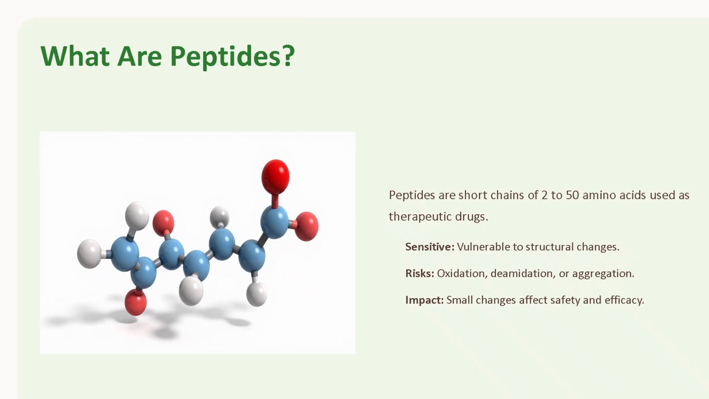Their structure can easily change due to environmental conditions such as temperature, oxidation, or chemical reactions like deamidation. Even minor structural changes can significantly impact the safety, stability, and therapeutic activity of the drug. Because of this sensitivity, careful analytical testing is required to confirm that the peptide maintains its correct structure and composition.